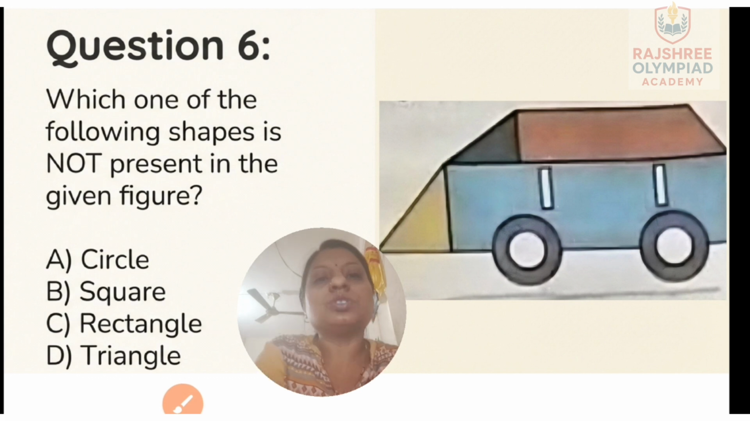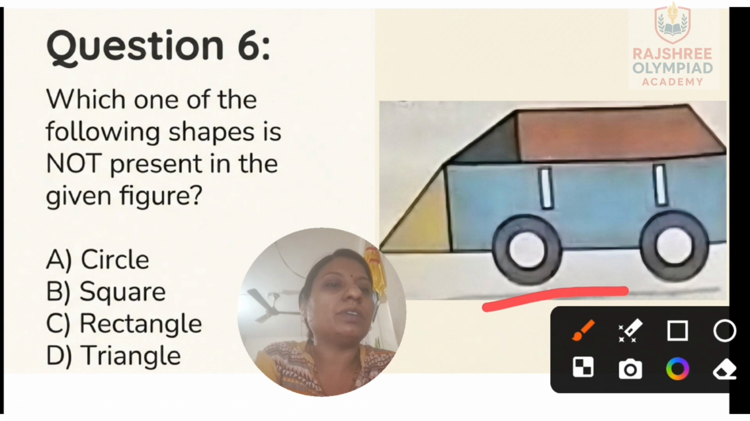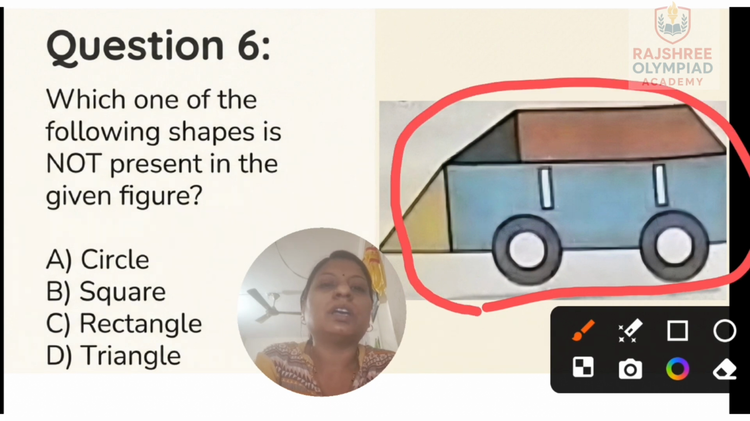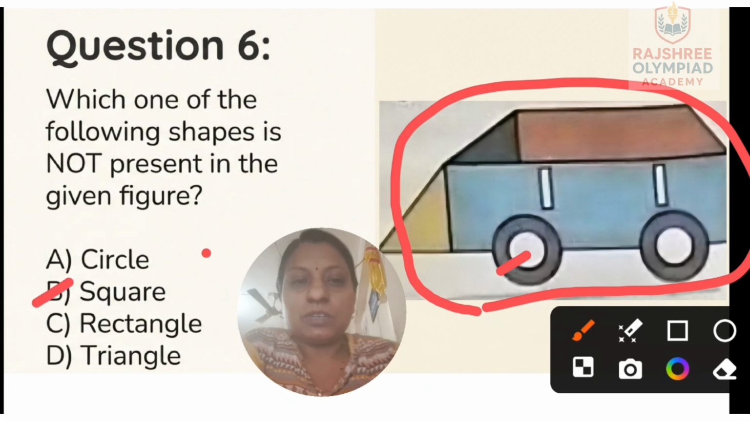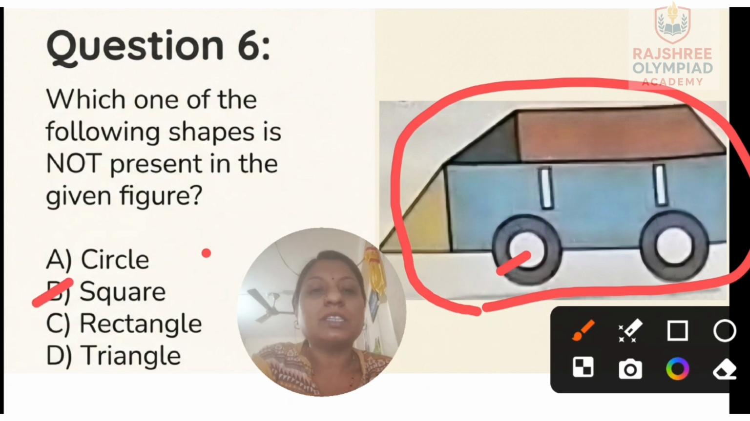Question number 6. Which one of the following shapes is not present in the given figure? Here is a figure. Is a circle in the figure? Yes. Is a square in the figure? No. So our answer is B. This is called the elimination method. Pause the video and read the question yourself.